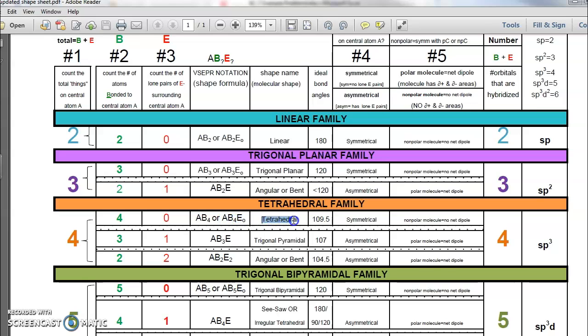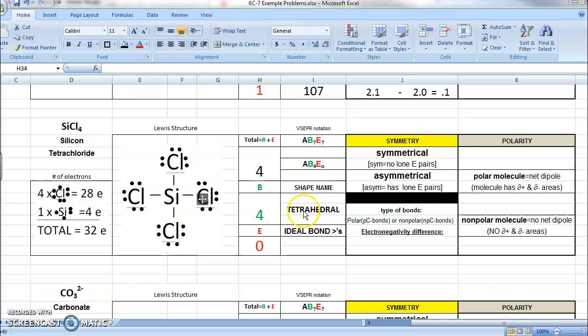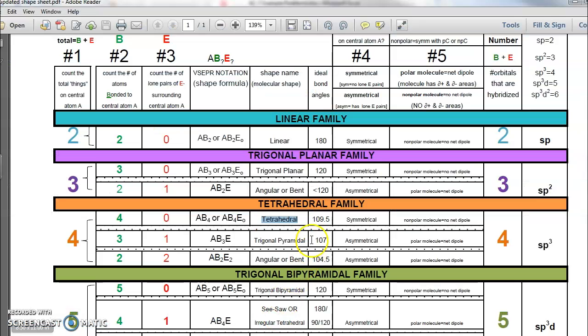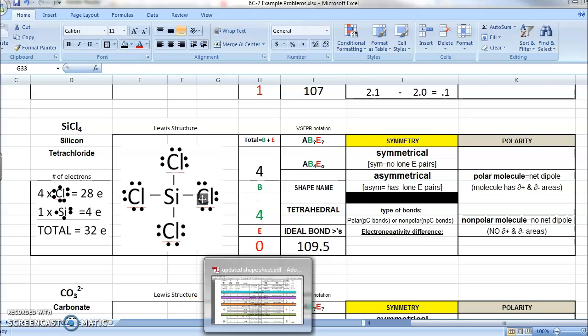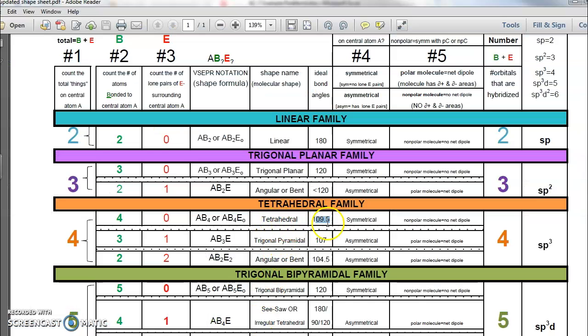That means the name of our shape is tetrahedral. So on our shape sheet, under shape name, we write tetrahedral. We now look to the next column over, and we'll see our bond angles are 109.5. The bond angles of the tetrahedron, 109.5. We already know that this shape is symmetrical because there are no lone pairs, but let's see if the shape sheet agrees with us. Here we are. Yep, it is symmetrical, which means the molecule is nonpolar.